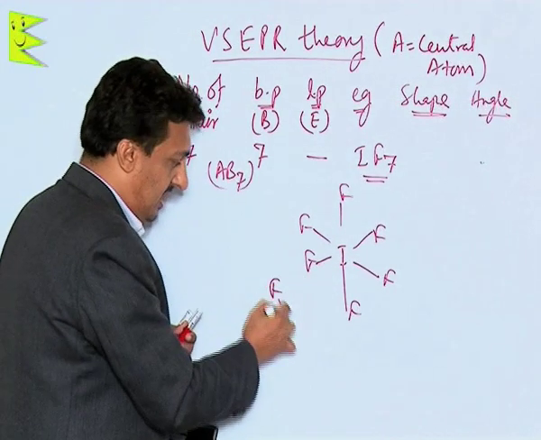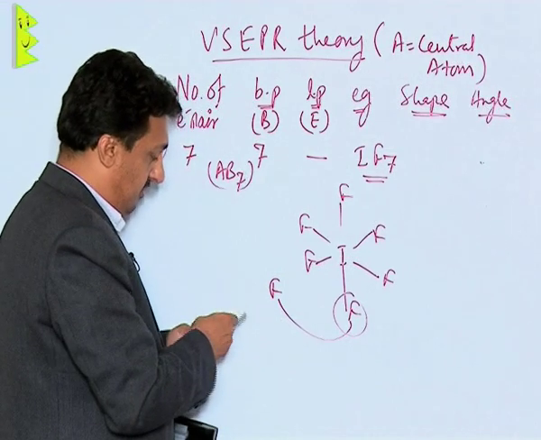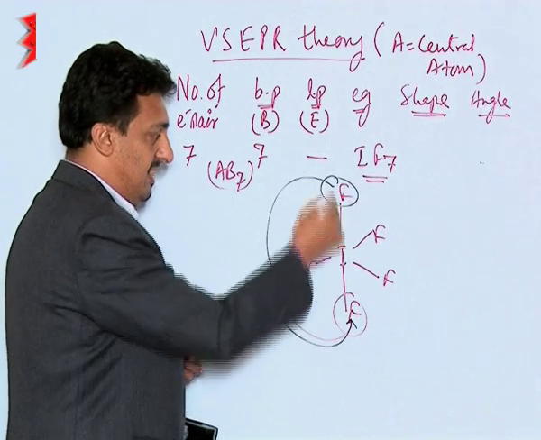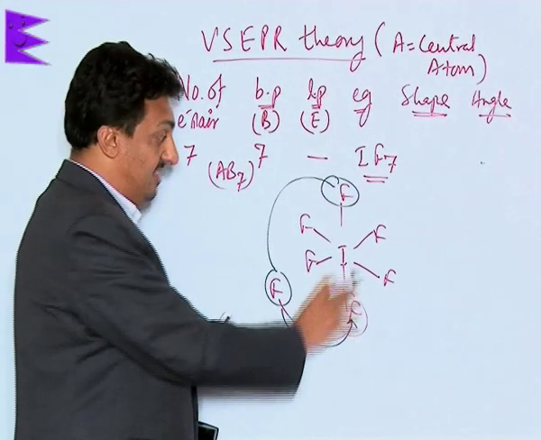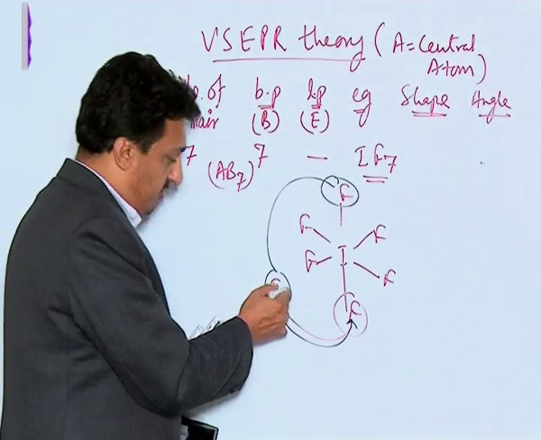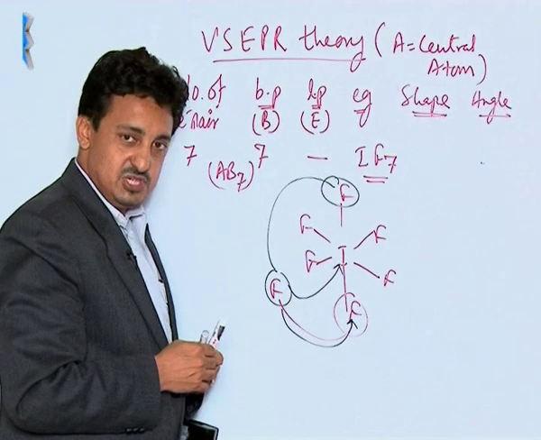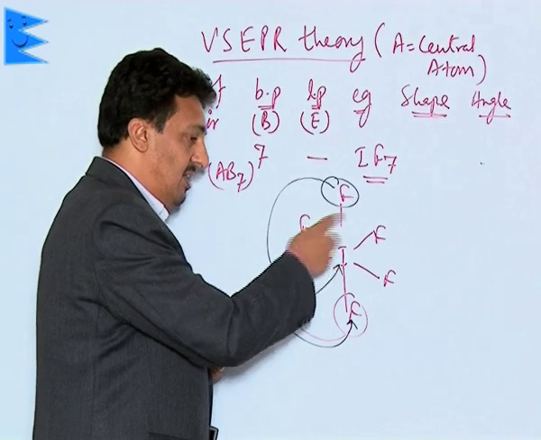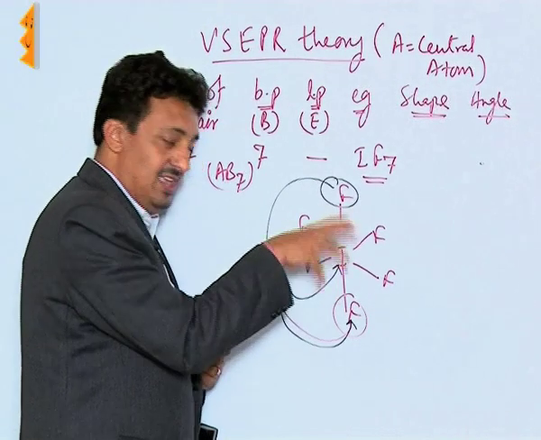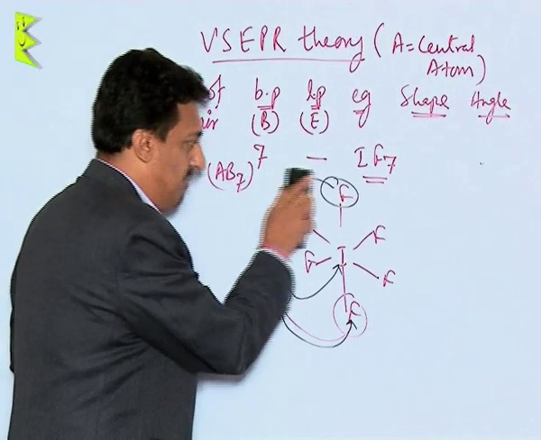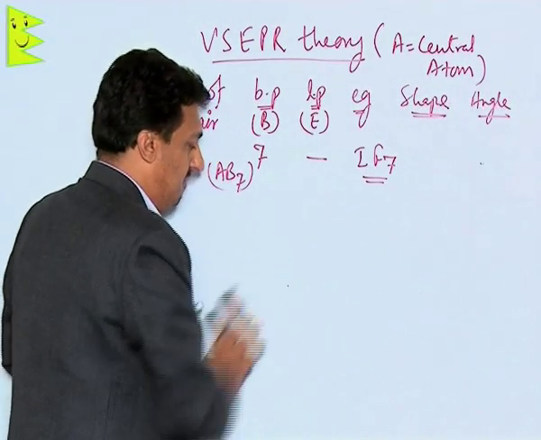The 7th fluorine cannot come from the top or bottom, as I have told you, because they are already occupied by these. If we take these 2 fluorine as axial ones, the 7th fluorine has to come again from the equatorial positions. So in place of 4 fluorine at the equatorial, we will have 5 fluorine atoms. That's why the shape is called pentagonal bipyramidal.